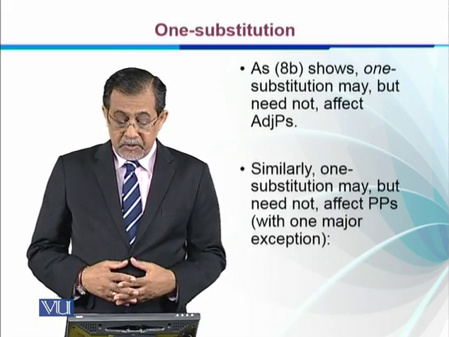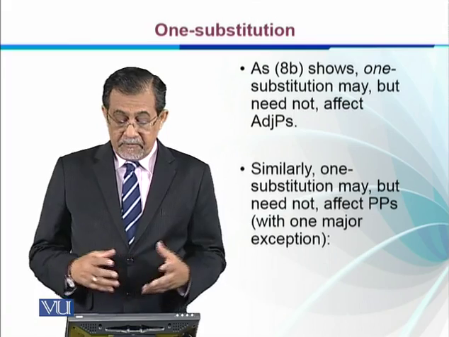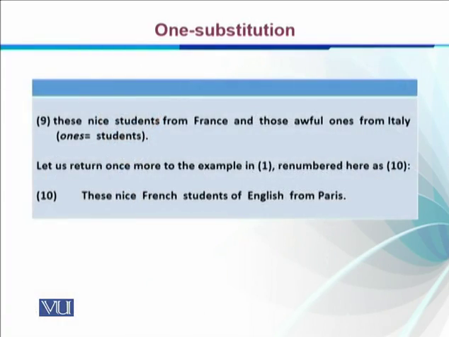Similarly, one substitution may but need not affect a prepositional phrase, with one major exception. Look at this: these nice students from France and those awful ones from Italy. Here, ones is substituting student. That is the nice in 9, the nice student from France and those awful students from Italy. So here in 9 we can say that one substitutes student.